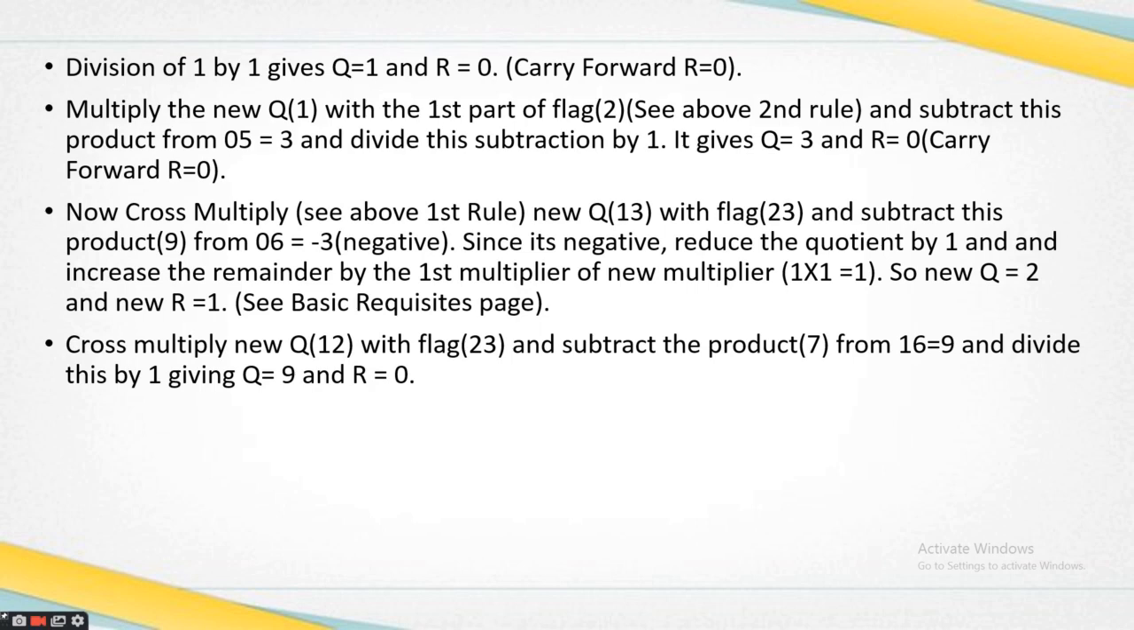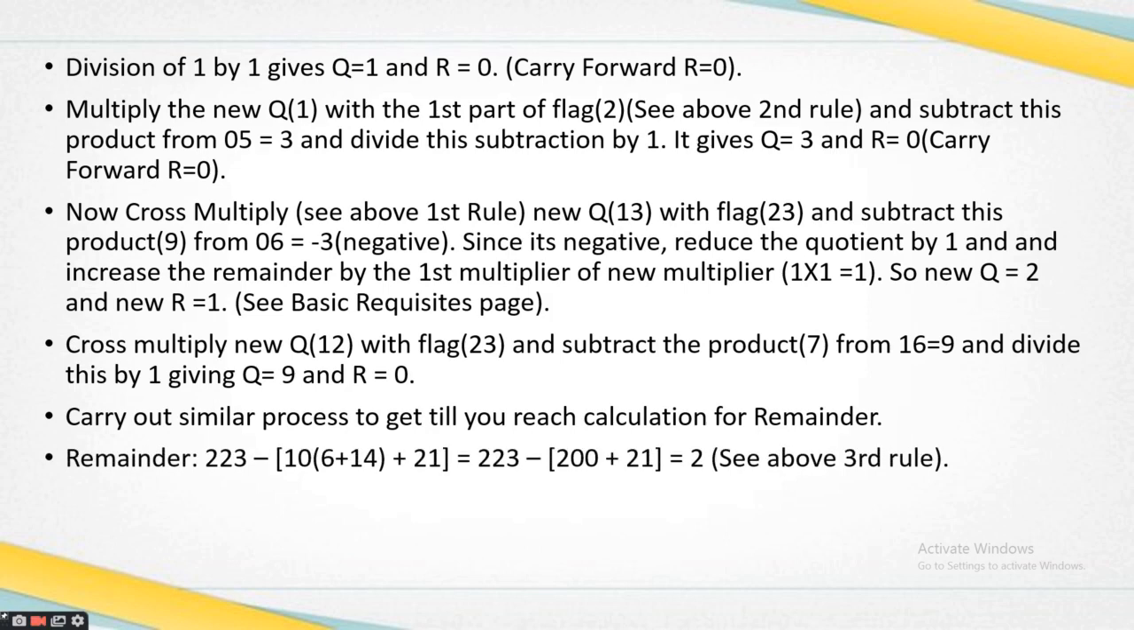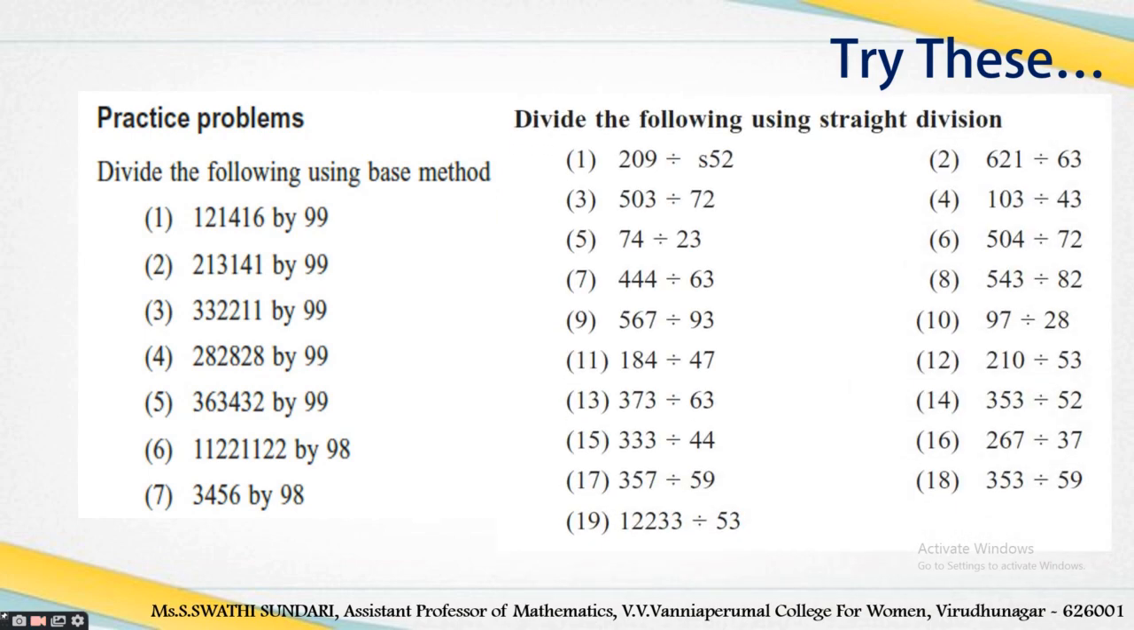Next, cross multiply the new quotient 12 with the flag 23 and subtract that product 7 from 16, we get 9 and divide that by 1, giving quotient as 9 and the remainder as 0. Carry out the similar process till we reach the calculation for the remainder. Next, we're gonna calculate the remainder, that is 223 minus 10 into 6 plus 14 and plus 21. We get 223 minus 200 plus 21, we get 2. So the final answer of quotient is 127 and the remainder is 2.